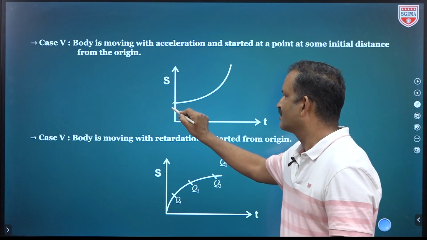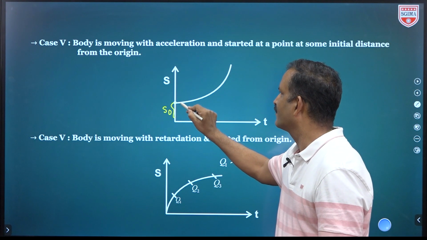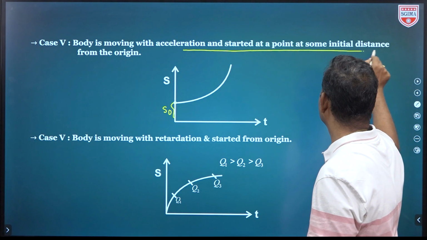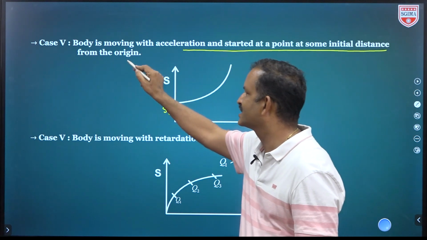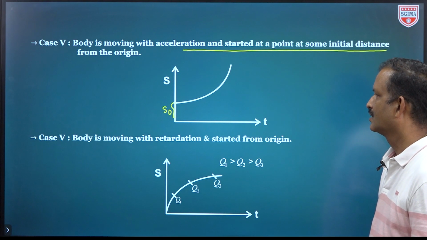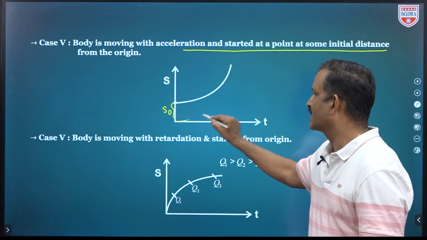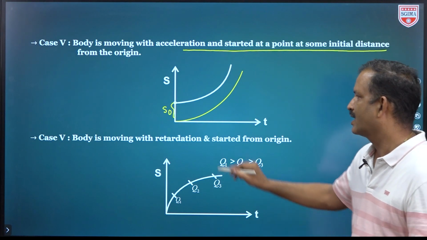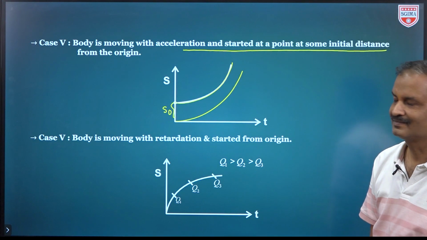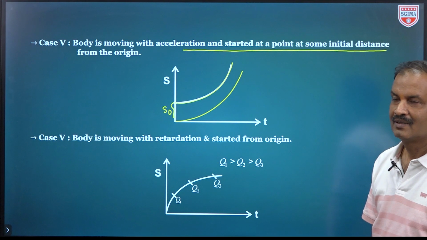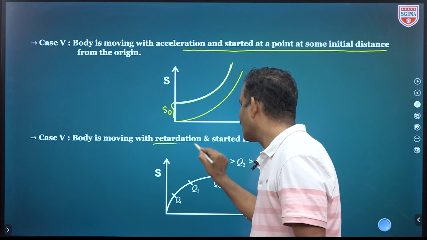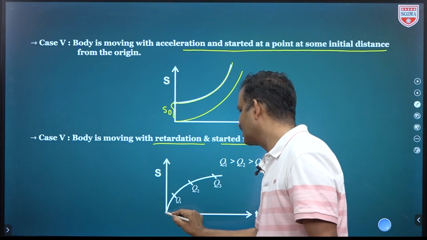So, the body started with some initial displacement. In that graph, the body is moving with acceleration and started at a point at some initial distance from the origin. Origin means the point of observation. Suppose the body started from the origin, the graph comes in this way. If the body did not start from the origin, the graph comes in this way.